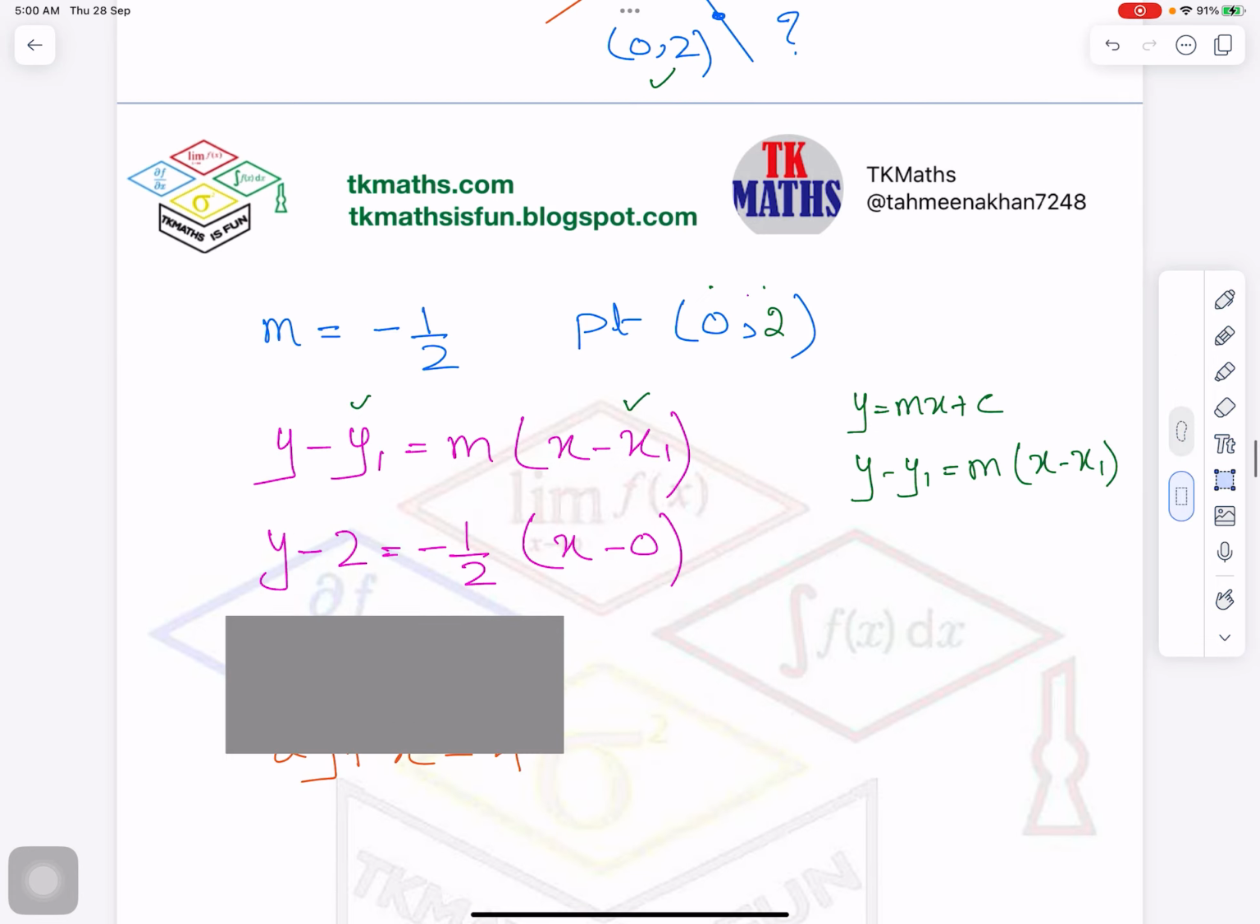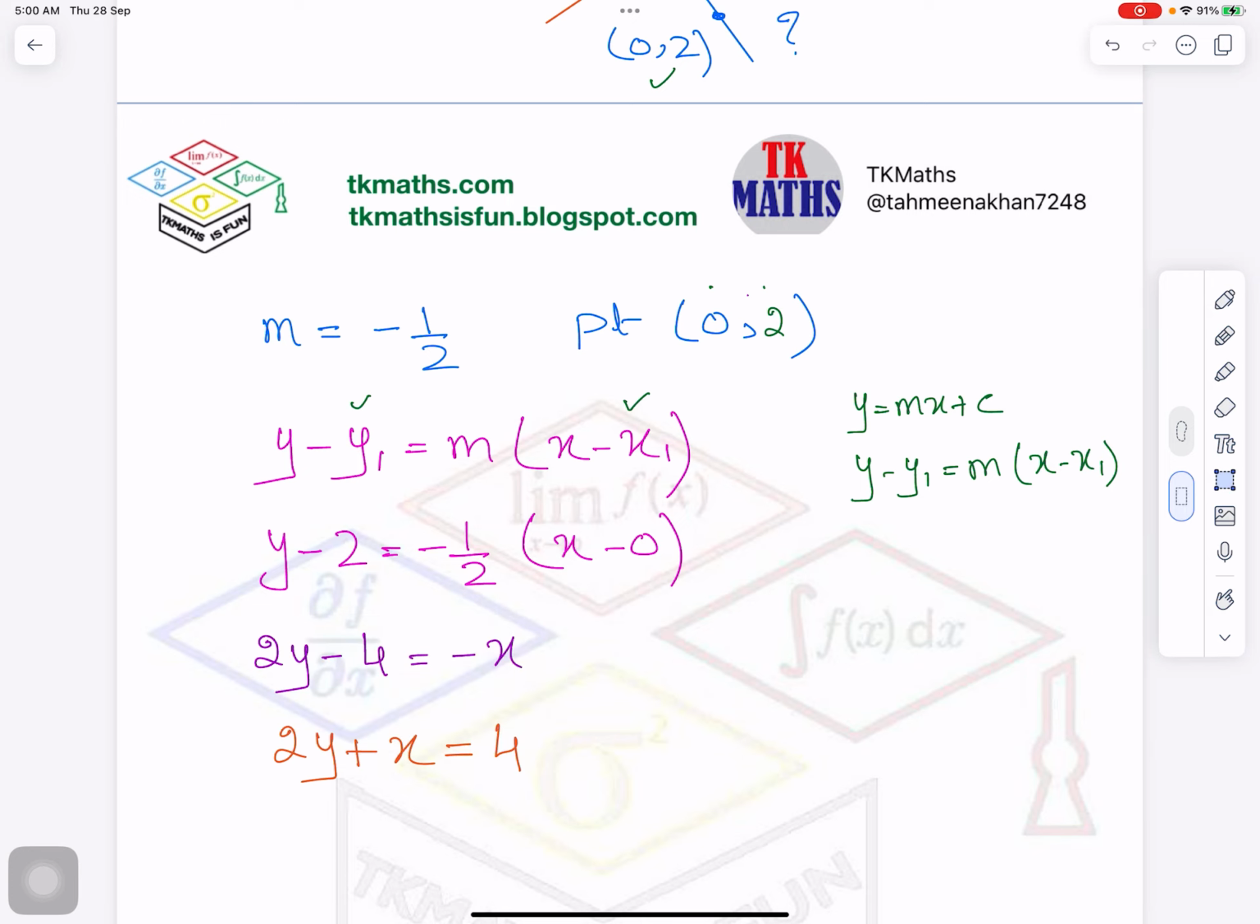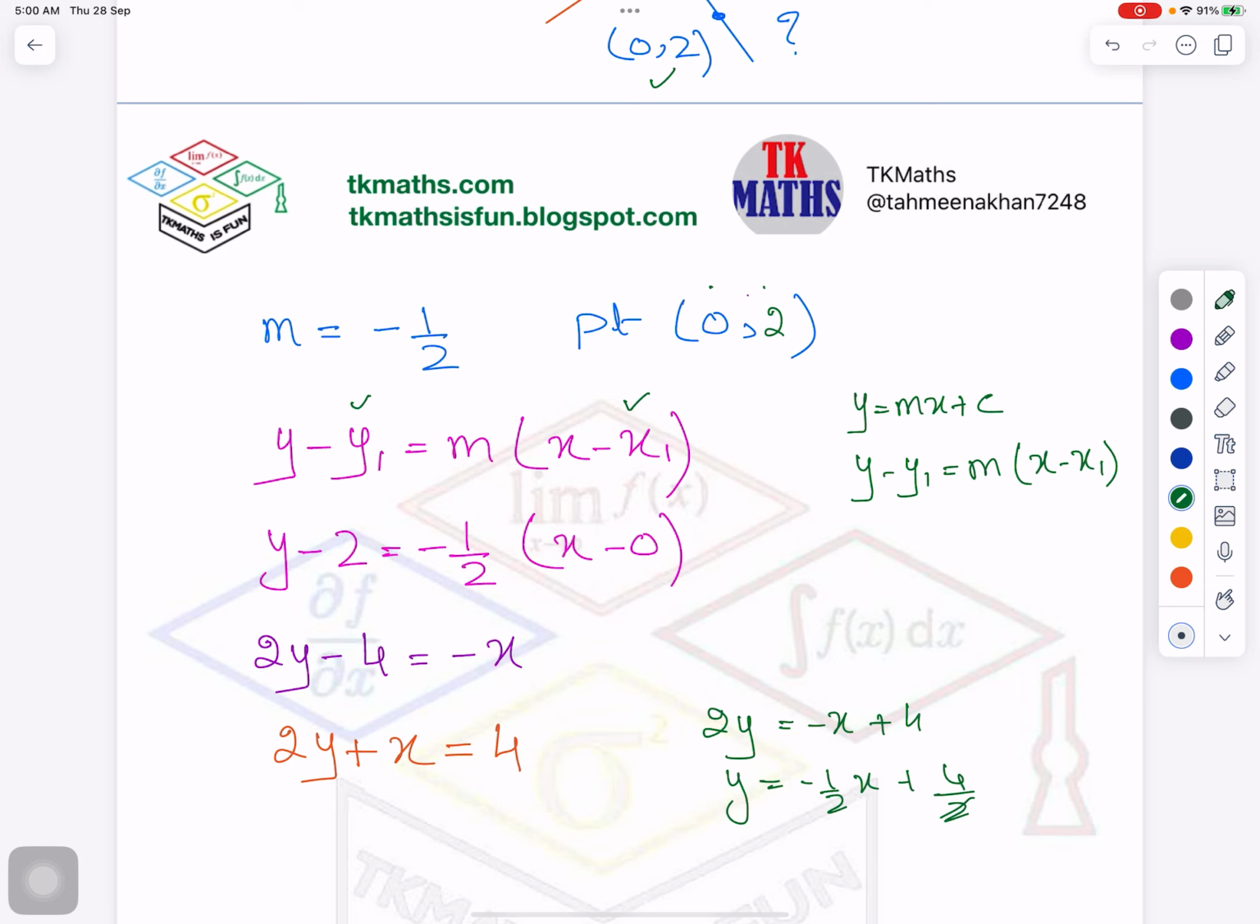And then I will simplify it. This 2 can go to this side and multiply by it. So it will become 2y minus 4 equals minus x plus 0. So you got the equation of the line. You can write it in any form. You can leave it like this, or you can write 2y equals minus x plus 4. If you want, write y equals minus half x plus 4 upon 2, which is this. So in any form. So this is how you will find the equation of the perpendicular line.